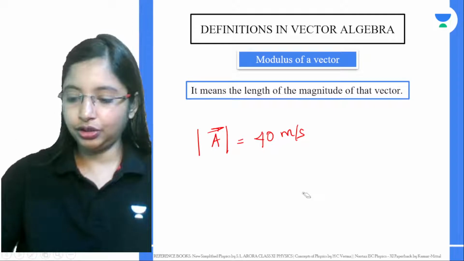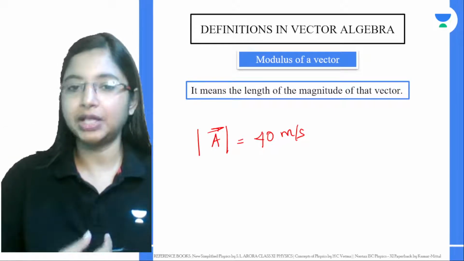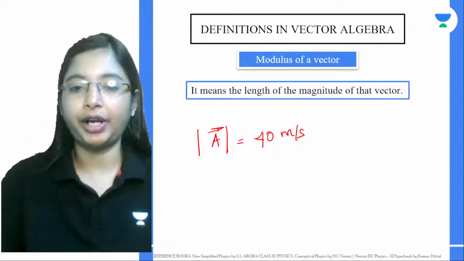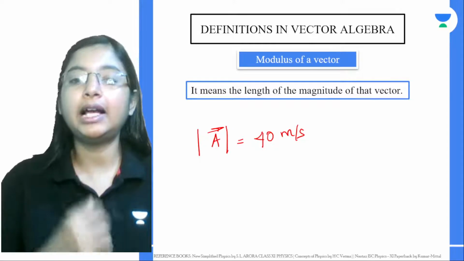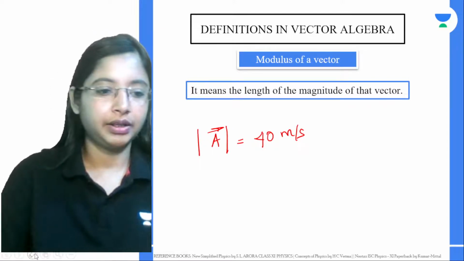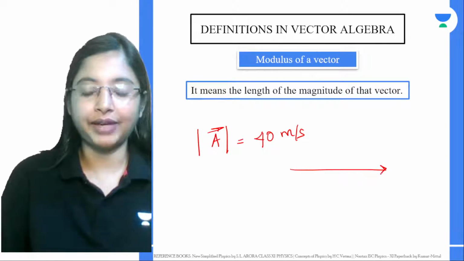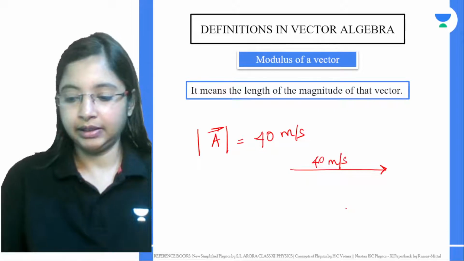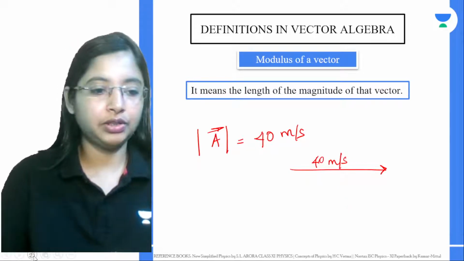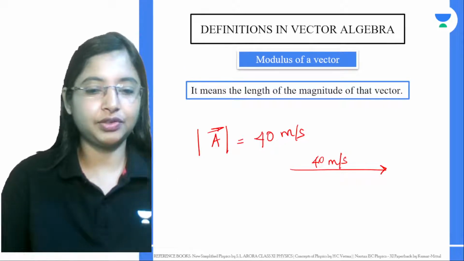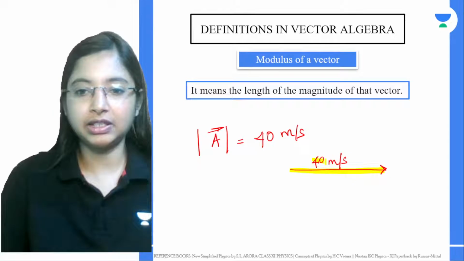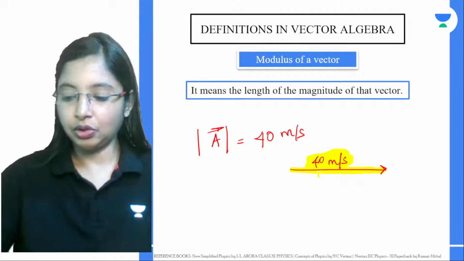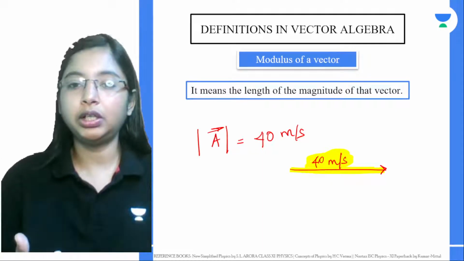Now my question to you, if you know the answer, otherwise I'll tell you after some time: the modulus of a vector, because we are talking only of the magnitude, is it a scalar or a vector quantity? Because let's say this is a vector, meaning a car is going at 40 meters per second. When you take the modulus of a vector, it just gives you the length or the magnitude. We're not worried about the direction. So will it be a vector quantity or a scalar quantity?